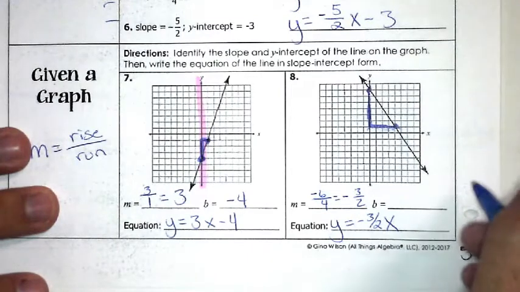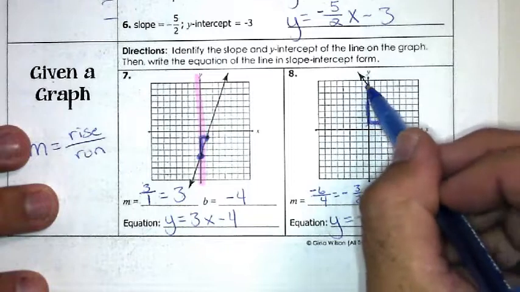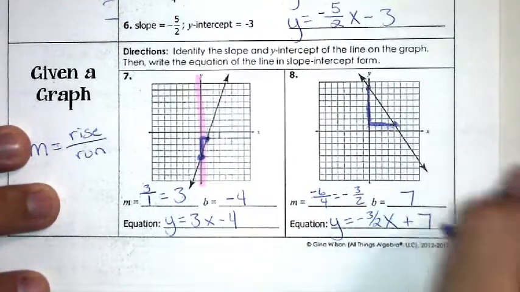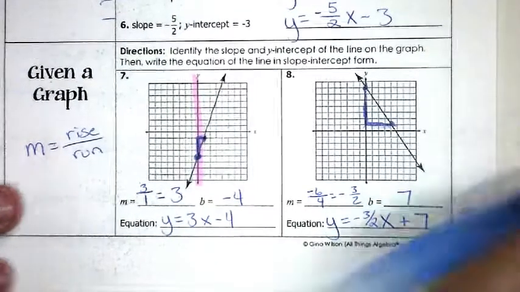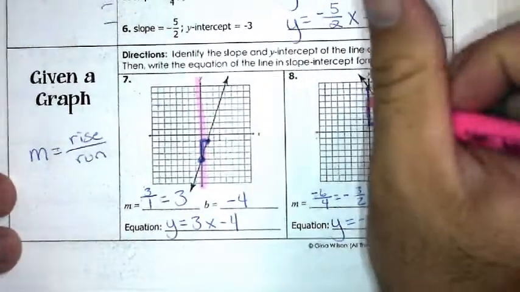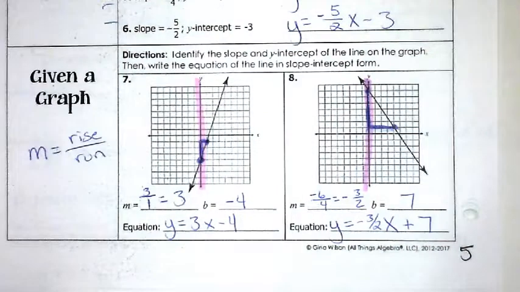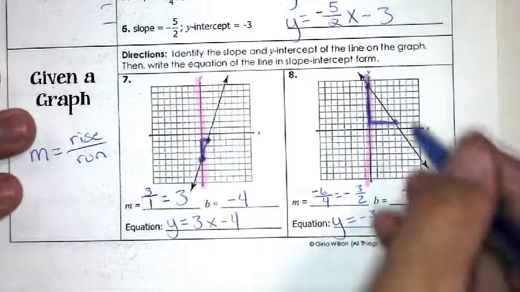Where does my graph cross the y-axis? At 7. So right here is your y-axis. So I just look at the dot that's on the line. It's not always going to be a dot, though. Sometimes it'll just be the line. So this line, it won't have a dot. It'll just be like this line.